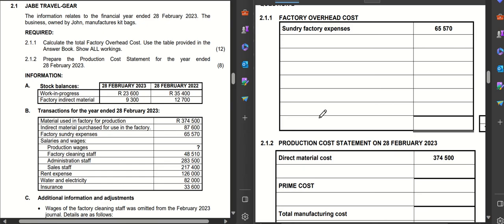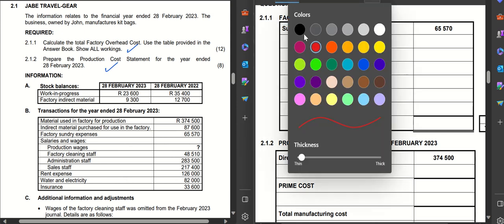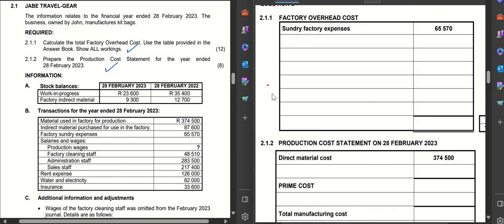So we're looking at question number 2. Here we are required to calculate the factory overhead cost, and then we should also prepare the production cost statement. All right, so we're gonna just try and see if we can do the entire thing all at the same time, if it is possible, so that we can be able to save our time.